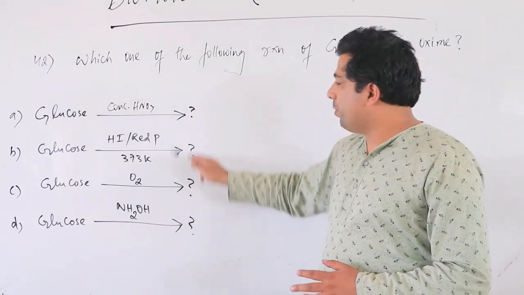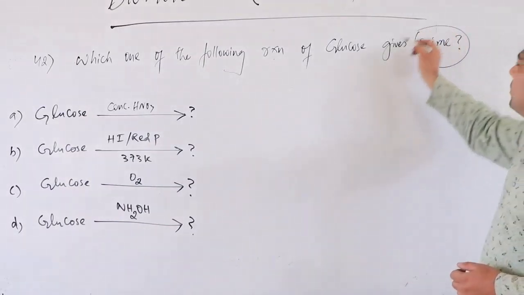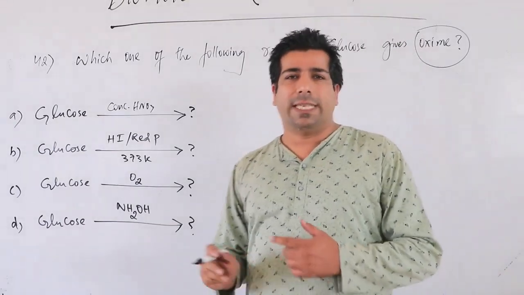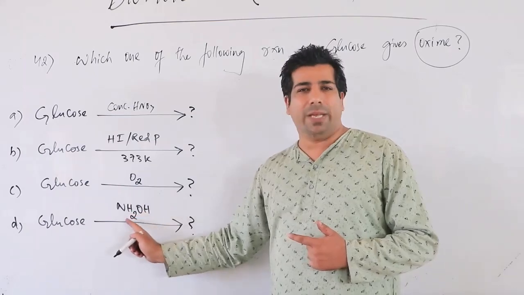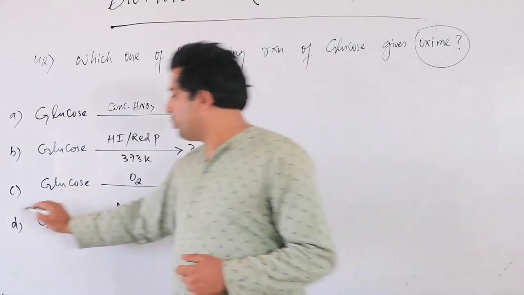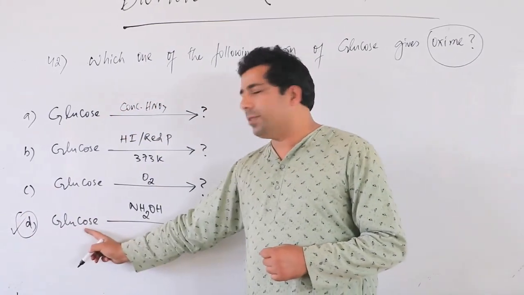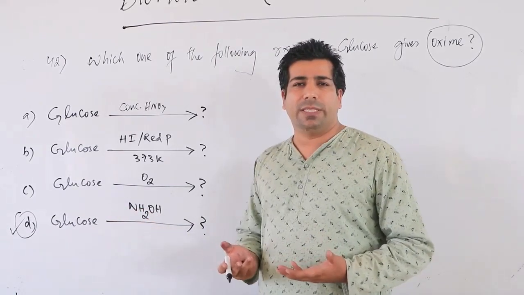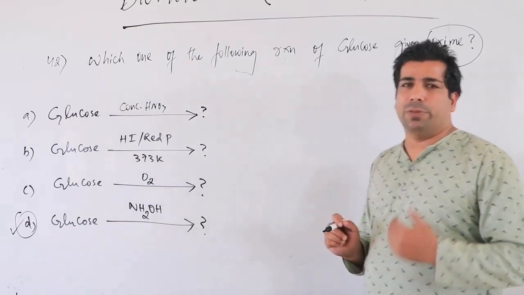So in which of the following reactions will the glucose give oxime? Correct? I told you last time, if you remember, the oxime will be produced by glucose with hydroxyl amine. So our answer will be the D option. So D option basically here means the glucose interacting with hydroxyl amine will produce basically the oxime. Correct? So let us understand this question properly.